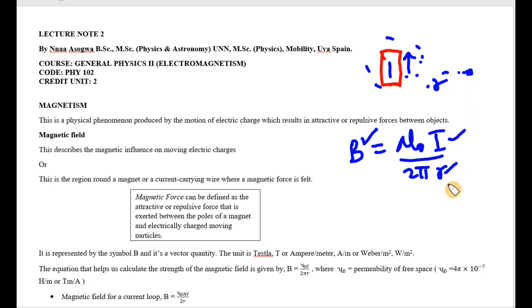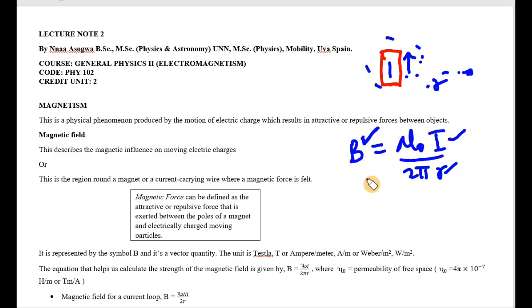So we now see that as the distance from the source of the magnetic field decreases, an object that is placed nearer to the source experiences a very great magnetic field strength. You see again that the greater the current flow here, the greater the what? The magnetic field strength.